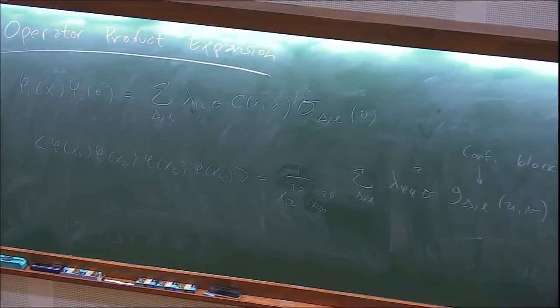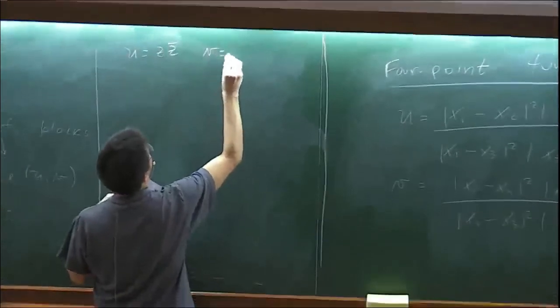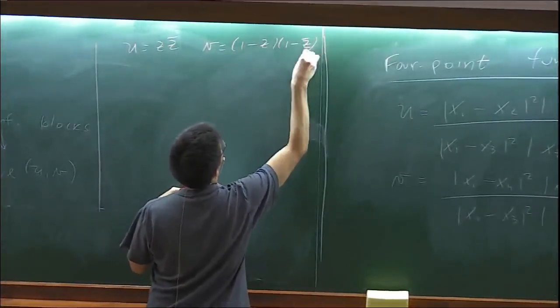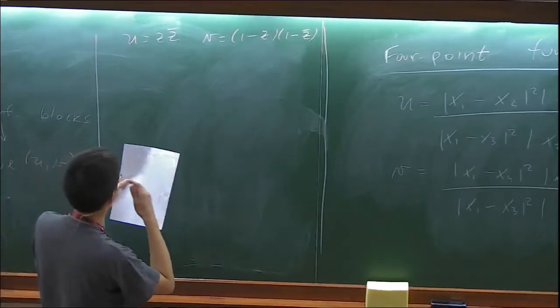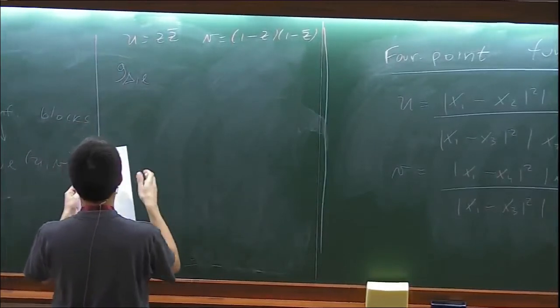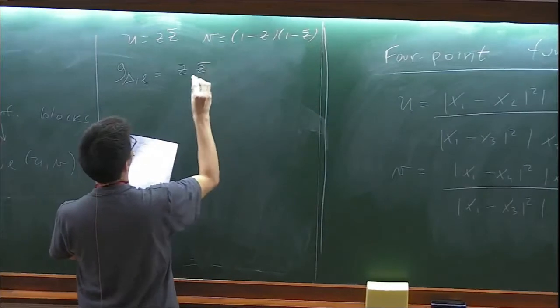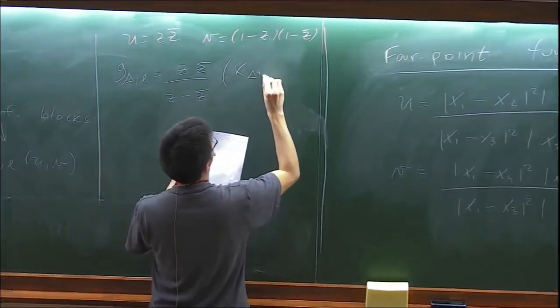So I'm actually going to write them for you just for the record. So these conformal blocks, let's write them here. First, I need to change variables. Instead of U and V, I'm going to talk about z and z bar. Think of this for the moment as just a change of variables. U is z times z bar, and V is (1 minus z)(1 minus z bar). And this conformal block then, which depends on the conformal dimension delta and the spin L of the operator being exchanged, is z z bar over (z minus z bar) times a function k delta plus L of z.